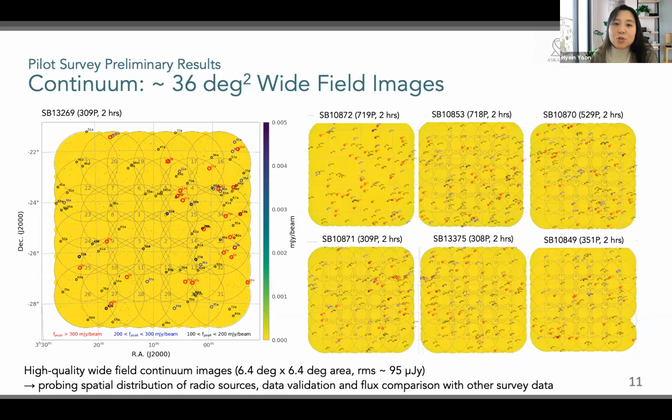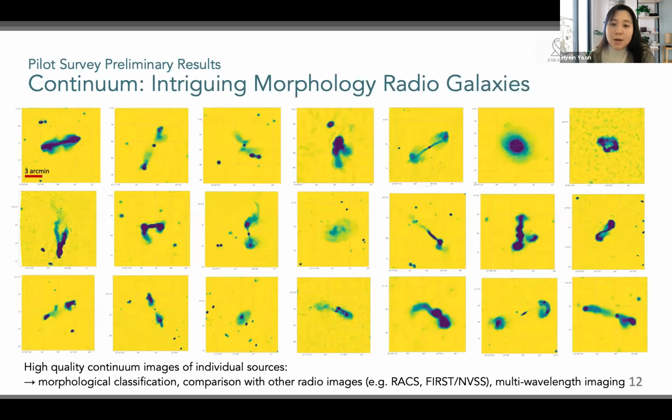So in addition to the spectra, another great thing is we can get high quality wide-field continuum images at the same time. The images here show some of the continuum images we could get from the pilot survey observation. Most continuum images generally look great, and the RMS is roughly 100 microjansky level. These shown here are enlarged images of some radio sources.